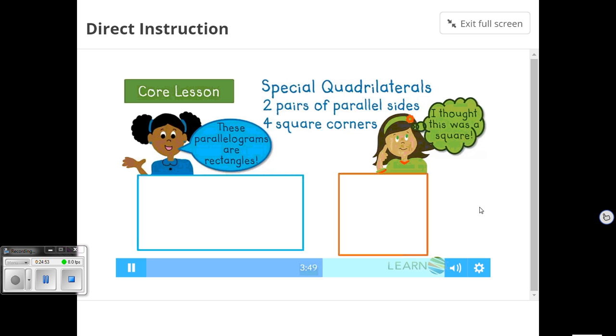I know you might be confused because the shape on the right may look like a square to you. Well, you're right, it is a square. A square is a special rectangle. It is a rectangle that has all of the same length or same size.